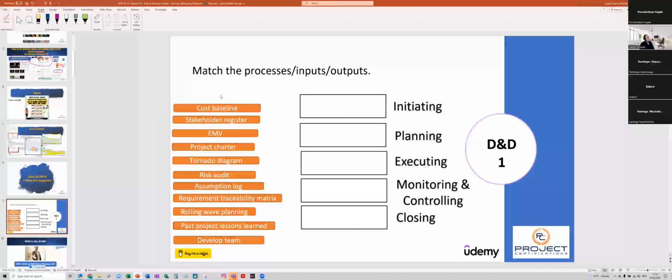Okay, surely. Project charter, it comes under the initiating phase. Project charter, yeah, that's correct. Good job there. Stakeholder register also comes under initiating phase. Well done. Can you do one more? Maybe something in monitoring and controlling?